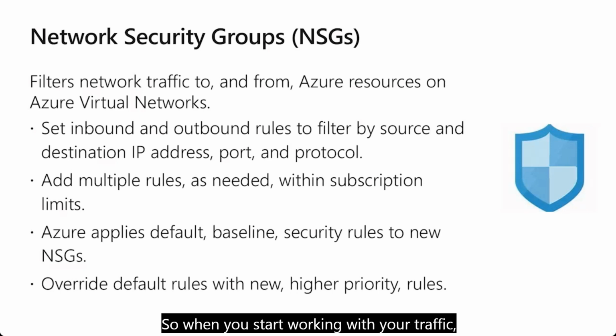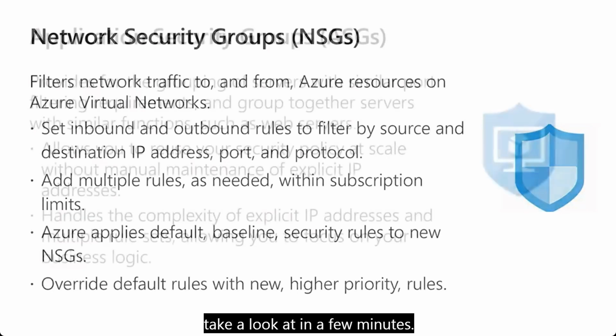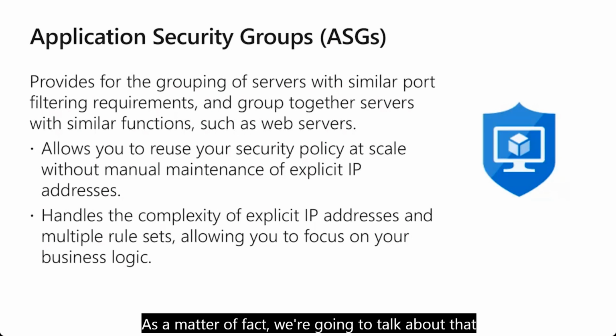So when you start working with your traffic, how do we dive in and use all of this? We have some default rules we'll take a look at in a few minutes. As a matter of fact, we're going to talk about that because the great thing about network security groups is that we don't have to necessarily use all kinds of fancy things. We can use application security groups as a part of our NSG story. And I'm going to show you the network security groups and where ASGs come in.